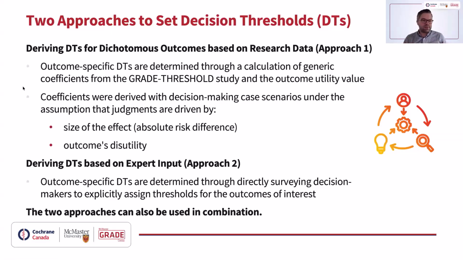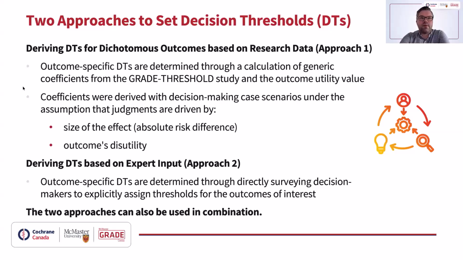The second approach outlined in GRADE guidance 42 is deriving the decision thresholds based on expert input directly. Experts may be clinical experts, they may be patient representative experts in whatever decision-making context the review is for. So the outcome-specific decision thresholds are determined directly through methods such as surveying the decision makers to explicitly assign thresholds for the outcomes of interest.